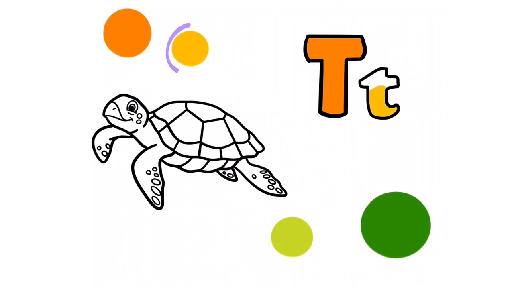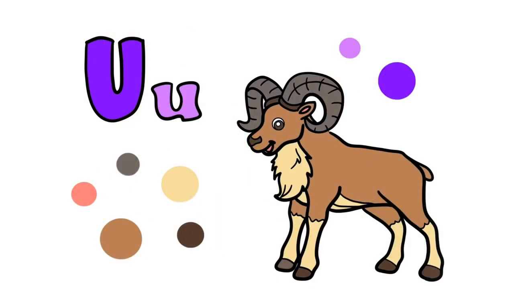Orange. Yellow. Light green. Dark green. Turtles can live both in water and on land. T is for turtle. Let's learn the letter U.